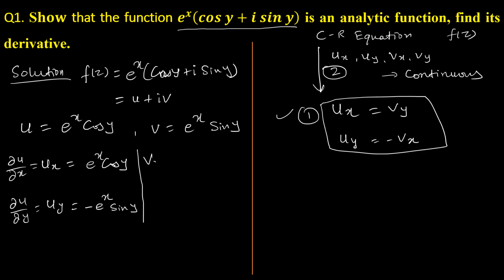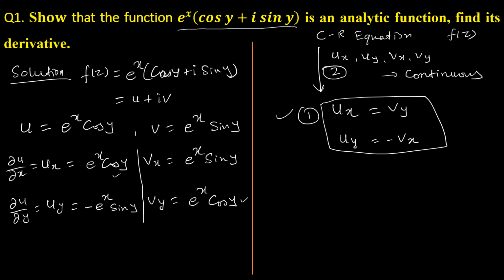Same way, we go for the vx. So vx will be e to the power x sin y only. And vy will be e to the power x cos y. So now you can check here, del u upon del x is equal to del v upon del y. These are the same.